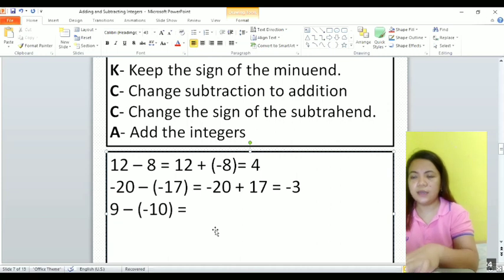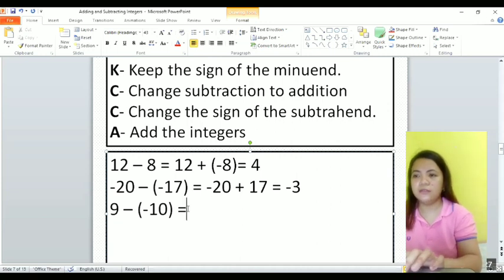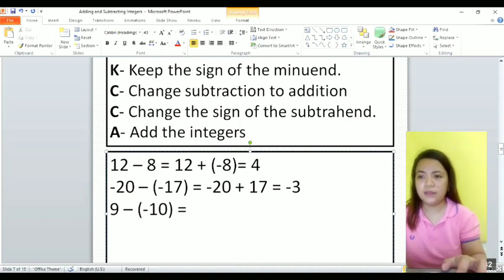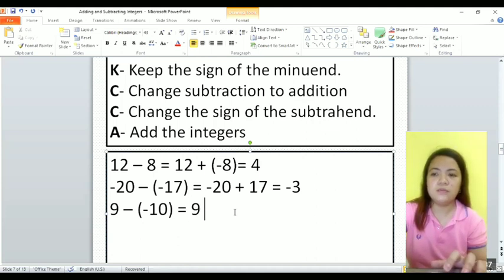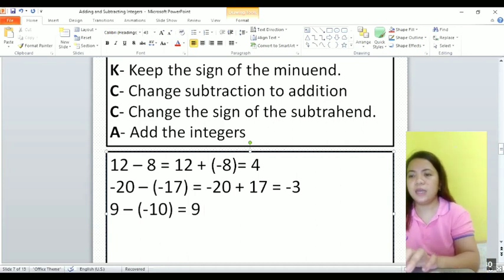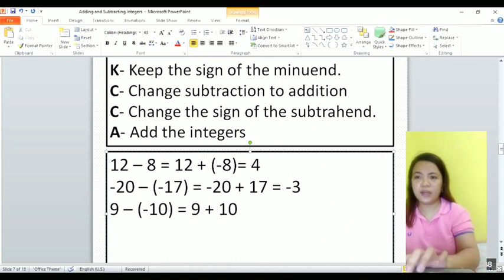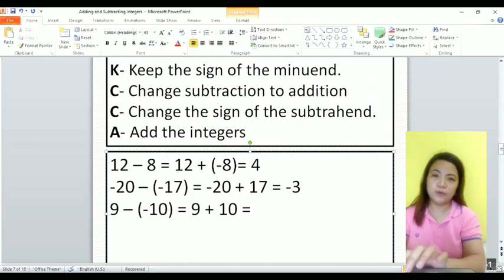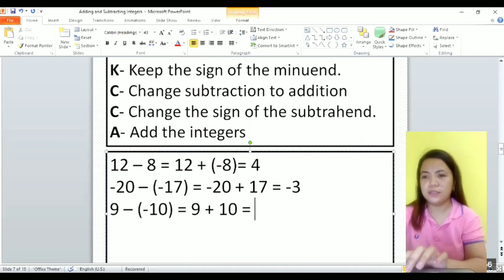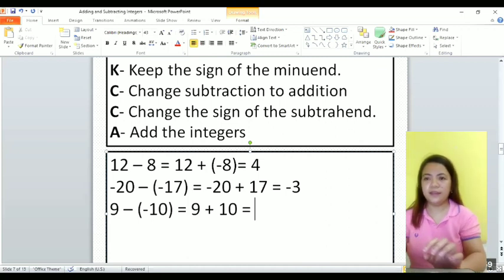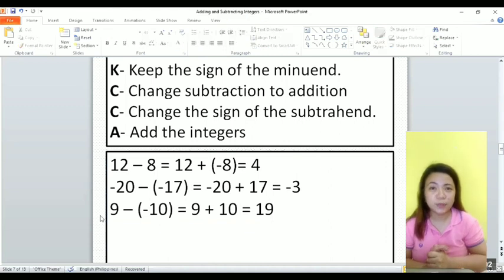Okay, now let's have the last example. 9 minus negative 10. So first, keep the sign of the minuend. So that's positive 9 again. Change the subtraction to addition. So the minus will become a plus sign here. And then the negative 10 here will become positive 10. And then we're just going to add the integers. Since 9 and 10 are both positive, all we have to do is to add both numbers. Okay, so that's it. As simple as that.